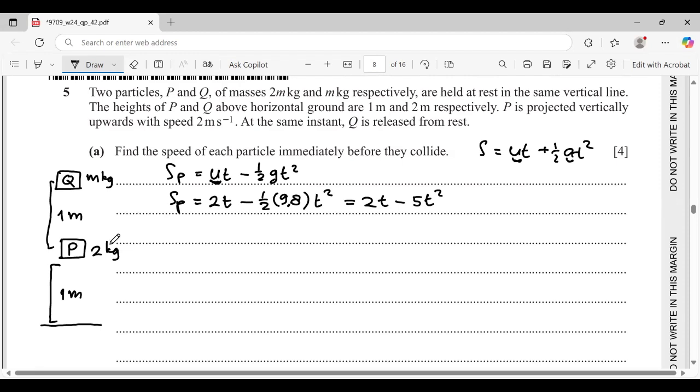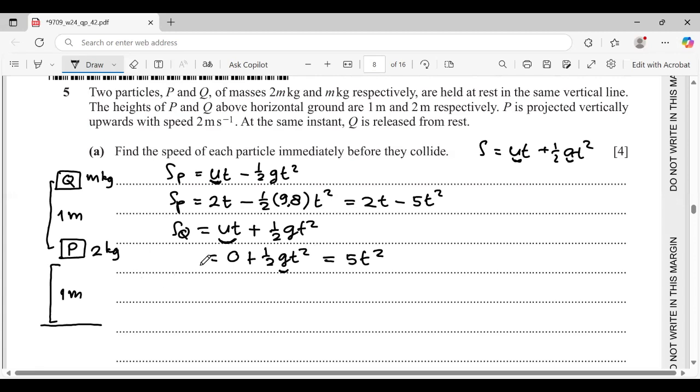And after that, for Q, SQ is ut plus, because it's towards downwards, and then 1/2 gt squared. So this is from the rest, it means u is equal to 0. So it's going to be 0 plus 1/2 gt squared times 9.8. This one is 4.9. It becomes 5t squared. All right.